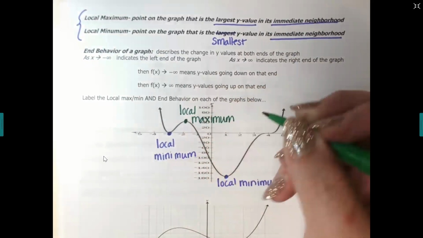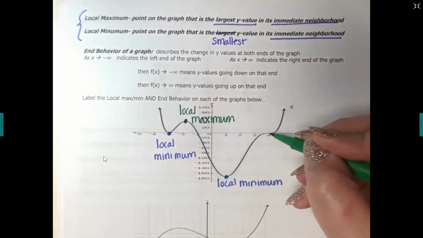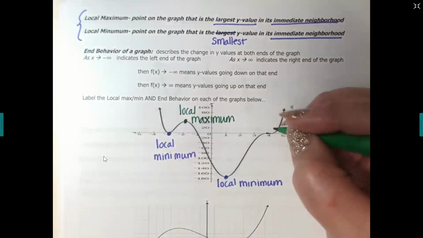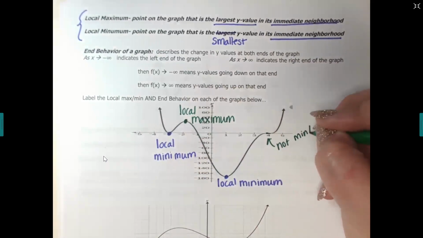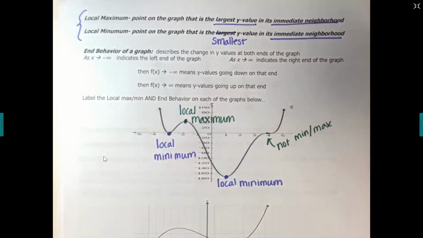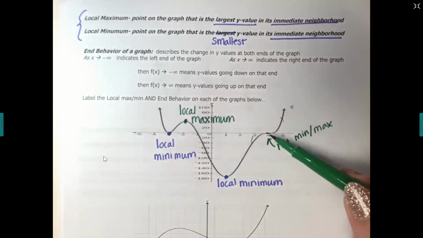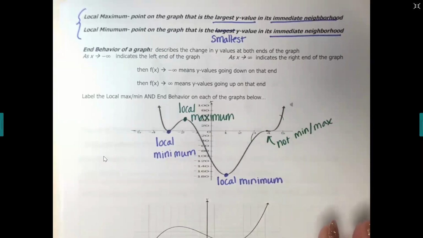Okay. Then I go downhill, and here, when you flatten out like this, it does not count as a min or a max. Okay, that is not a min or a max. And the reason why is because if you look at the neighborhood around it, the point at 4 isn't the highest or the lowest. It does kind of flatten out a little bit, but it's not a true high spot or low spot. Okay. Take a look at the next graph.